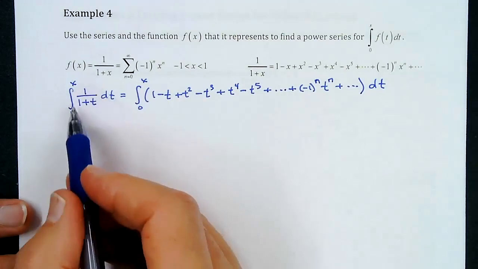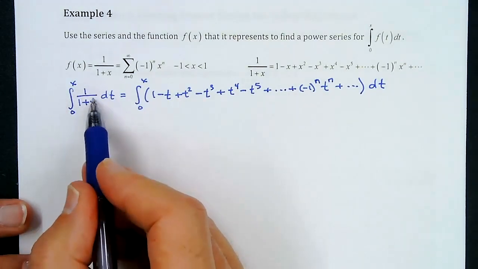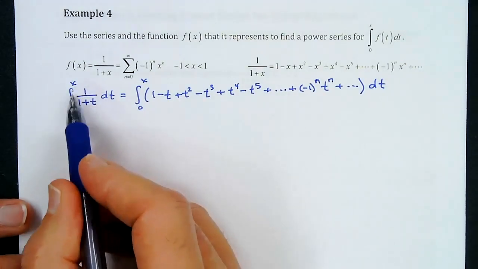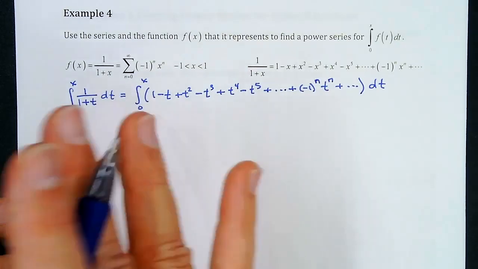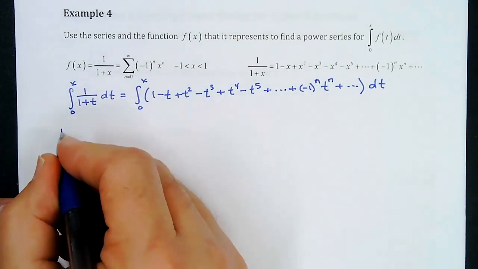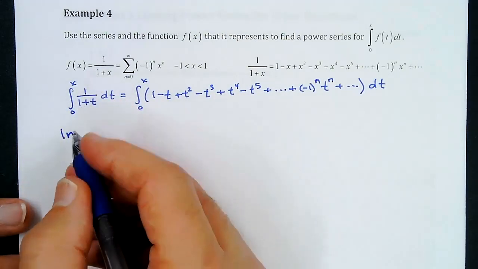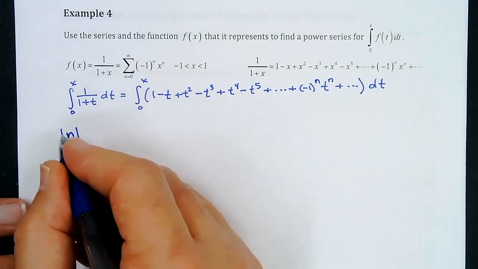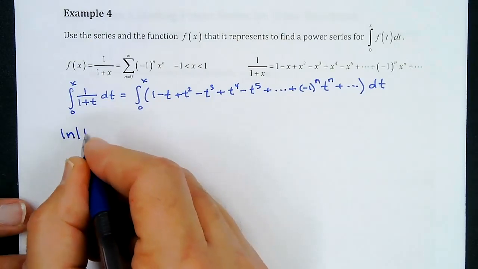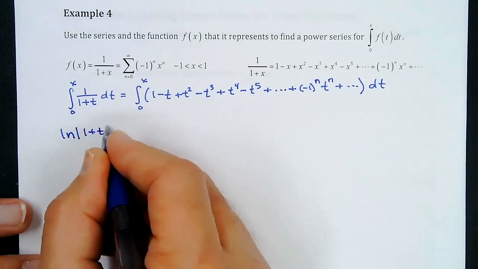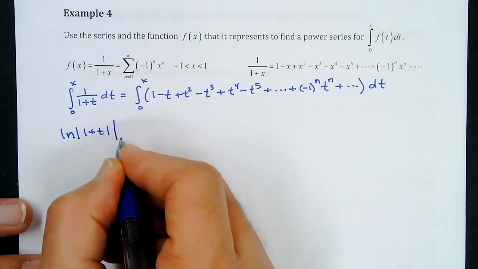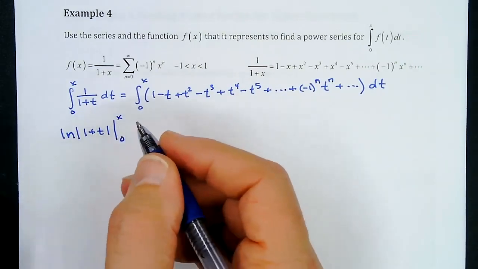So you could do this by integration by substitution, but right here, if we integrate this function, I'm going to not do that, just go right to the answer. This is the natural logarithm function. So natural log of the absolute value of 1 plus t, and then we want to evaluate that from 0 to x.